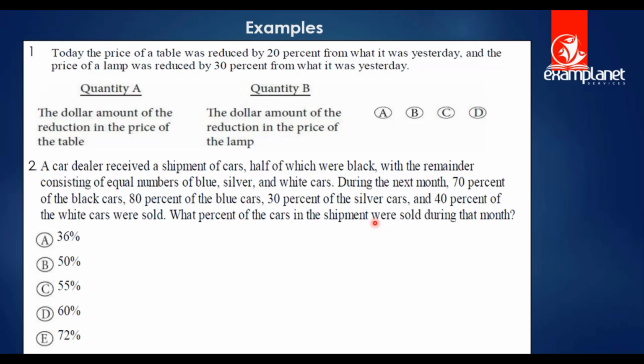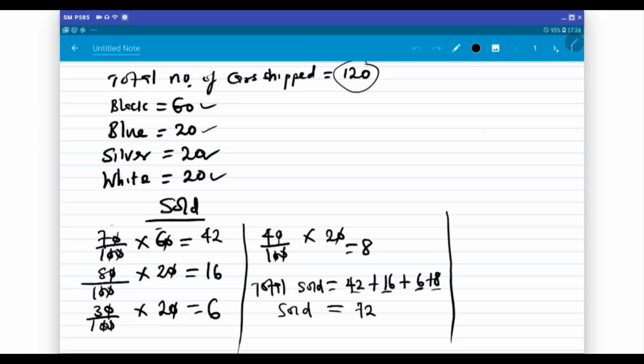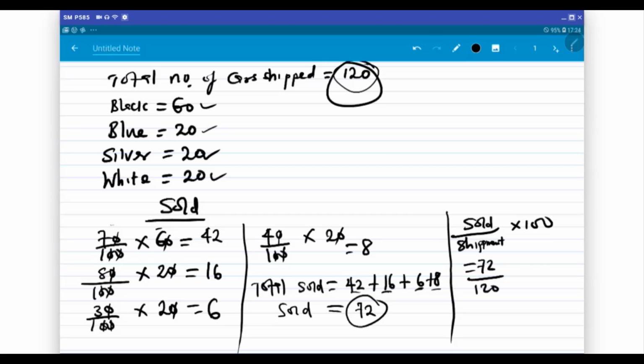So what will be the final answer now? Sold over total number of shipments, times 100. That's what we're going to have. So total sold is 72 divided by total number of shipments, 120, times 100. So zero eliminates zero, 12 here, 1 here, 6. So we have 6 times 10, and that means our final answer will be 60%. So 60% of the cars were actually sold during that month, 60%.